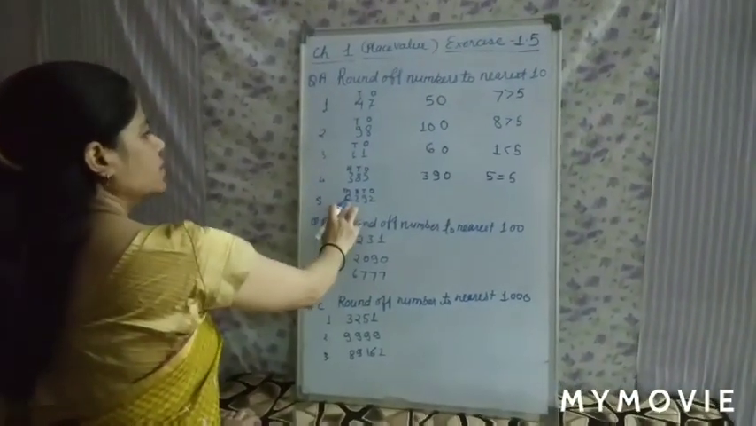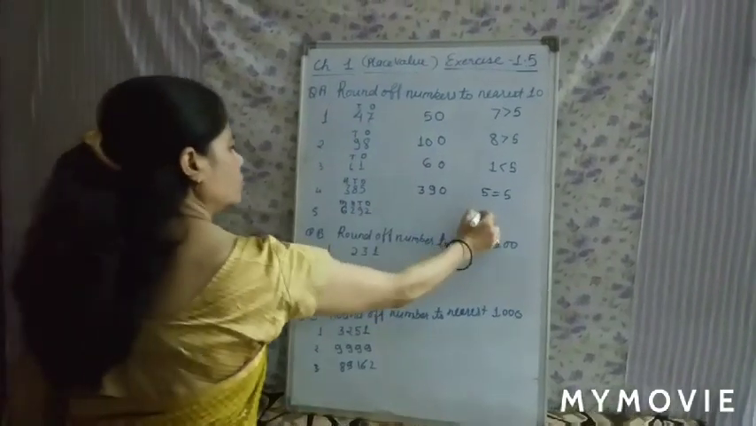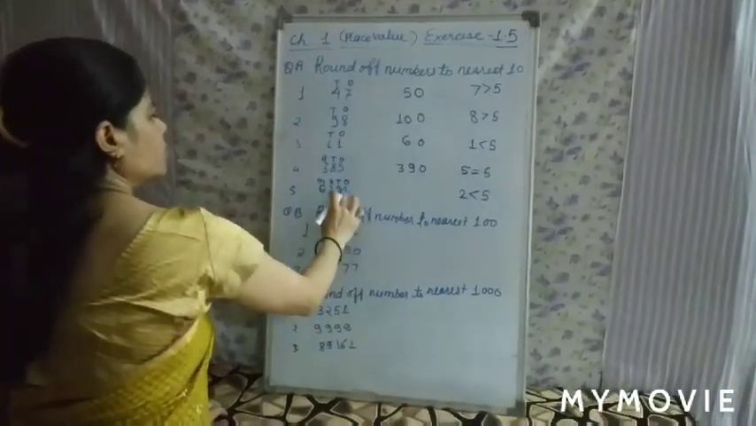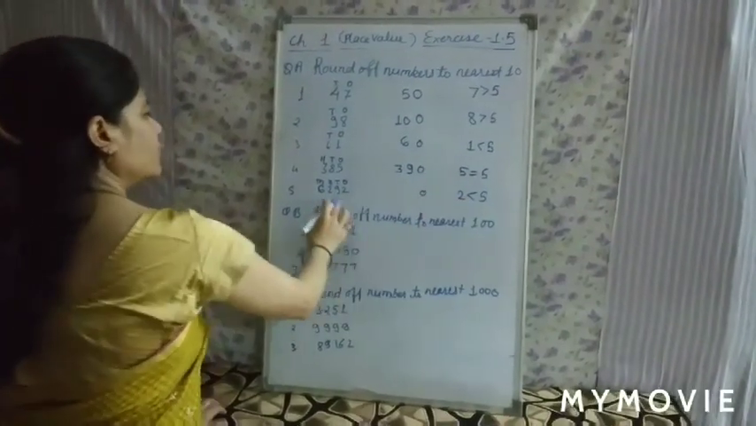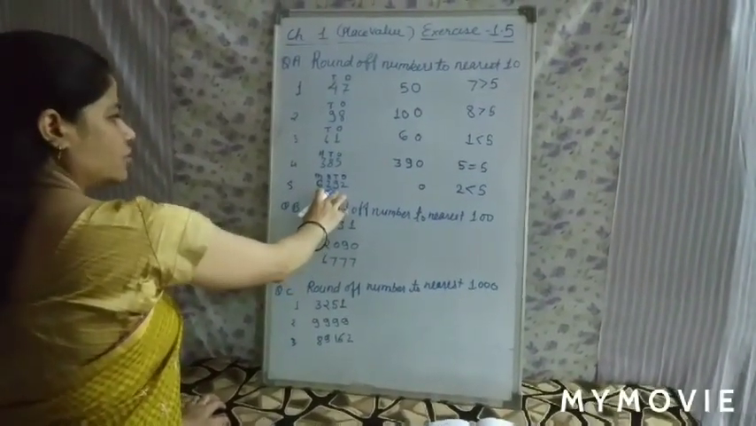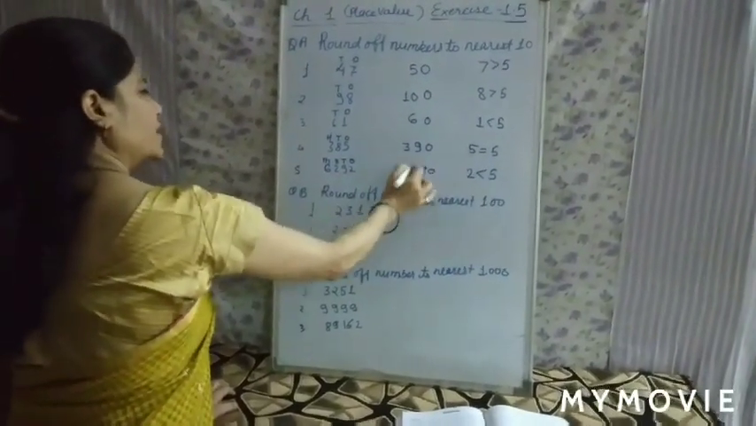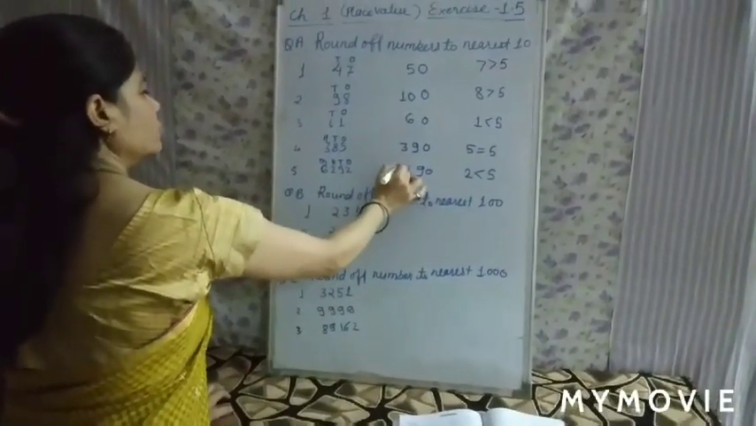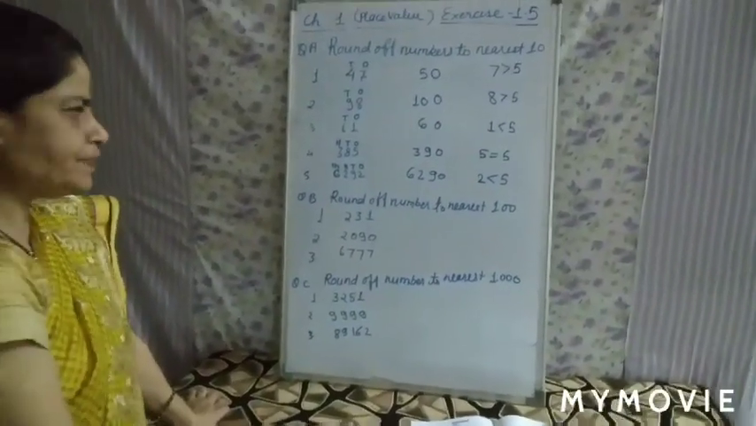Now the fifth one is 6292. Here in the ones place is 2. 2 is less than 5. So put 0 at the place of 2. Since 2 is less than 5, there will be no change in the digit on the tens place. Here the tens place digit is 9. So you have to write 9 as it is, then 2, then 6. So this is the answer, 6290.